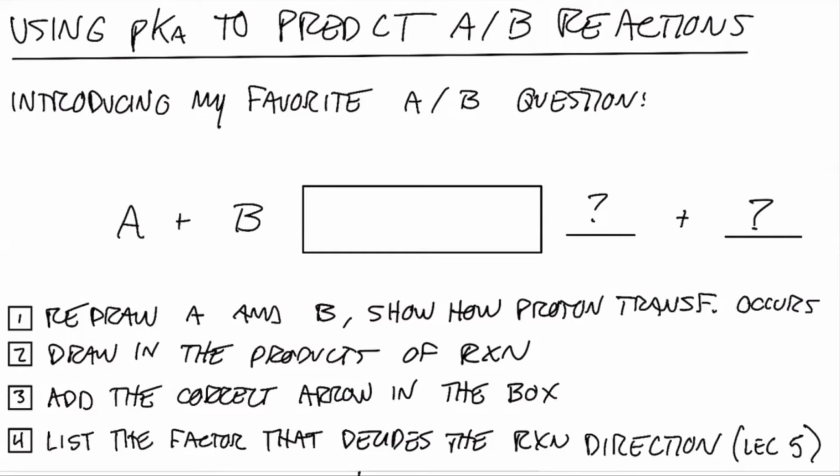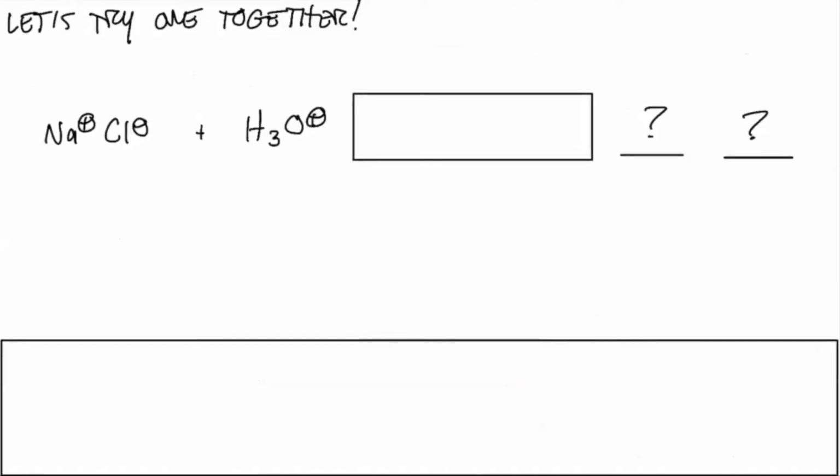So hang on to that for now. Let's do an example 1 together. I've given you some kind of an acid and a base here. We have to figure out what the conjugate acid and base are and show how that proton transfer occurs.